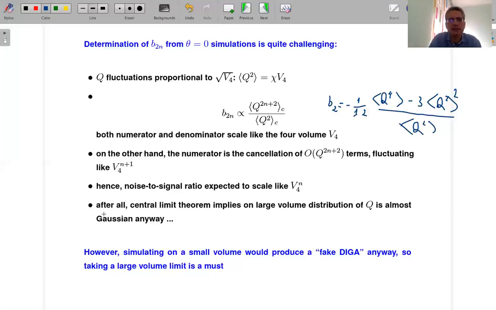And the last point is what I explained before: after all, this is what we expect by the central limit theorem. So you need to go to very large statistics in order to obtain a careful determination of these coefficients, but the large statistics can become prohibitive as you reach a large volume. On the other hand, you need to go to a large volume. If you try to determine these B2 coefficients from a small volume, you are sure that that will produce a fake signal.